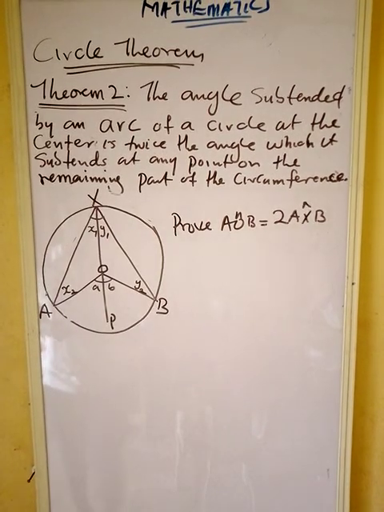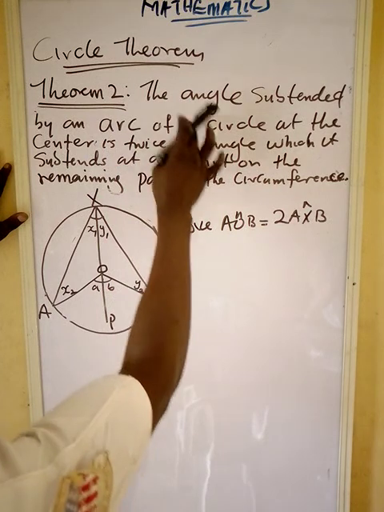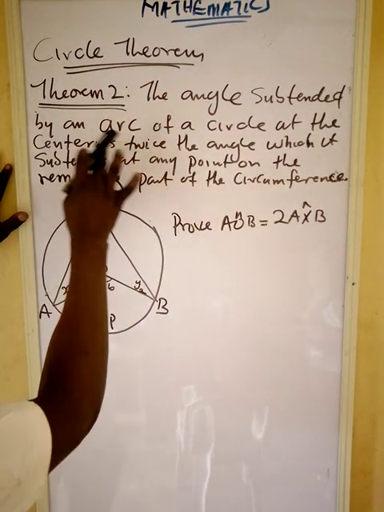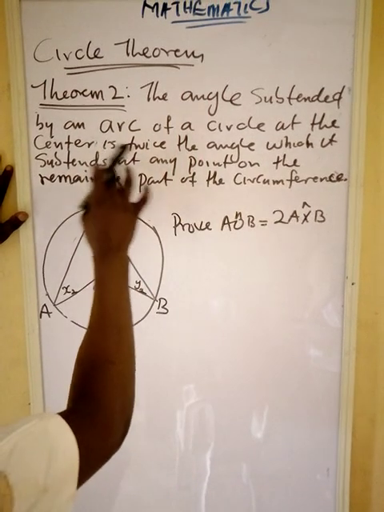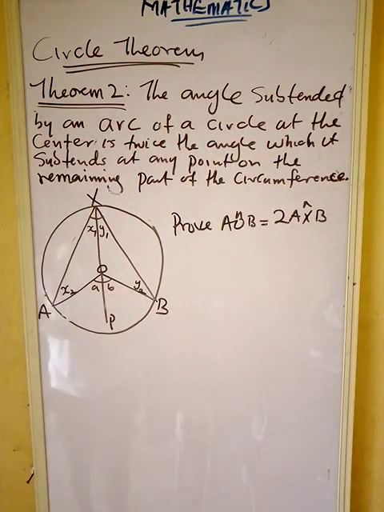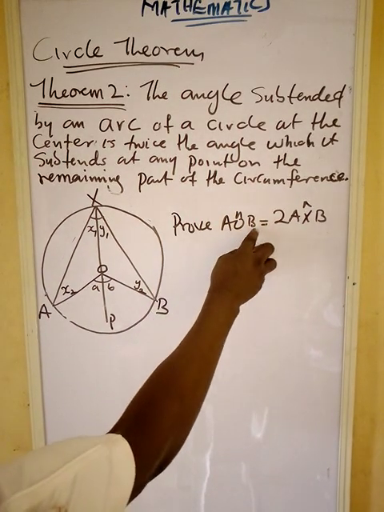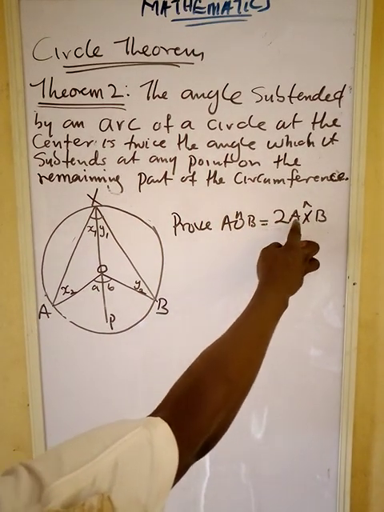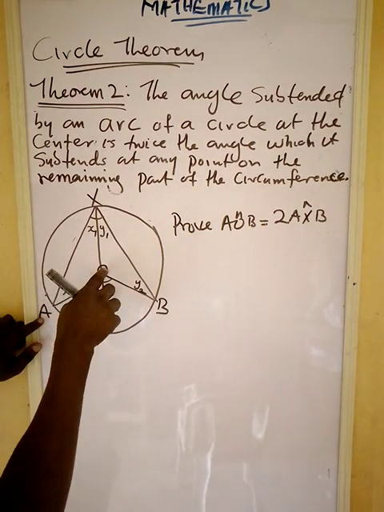So this is theorem 2. The angle subtended by an arc of a circle at the center is twice the angle which it subtends at any point on the remaining part of the circumference. That means the angle at the center is twice the angle at the circumference. Now what we want to do is prove that angle AOB is equal to 2 times angle AXB.